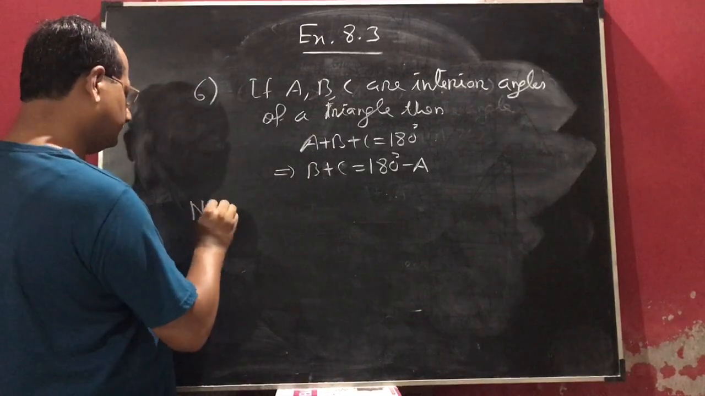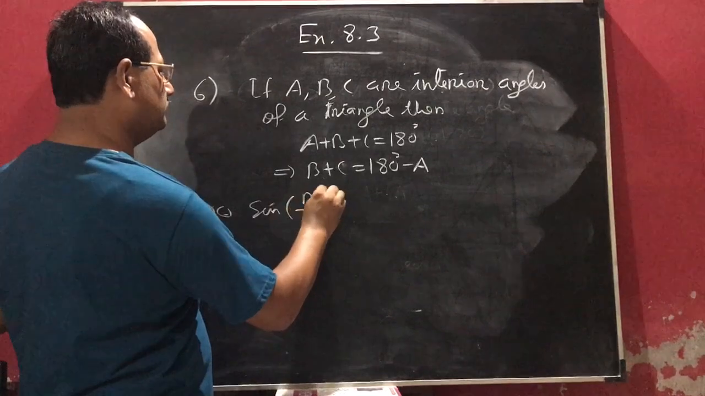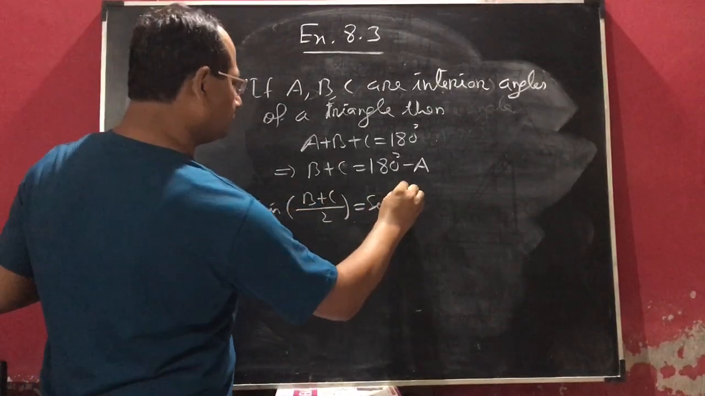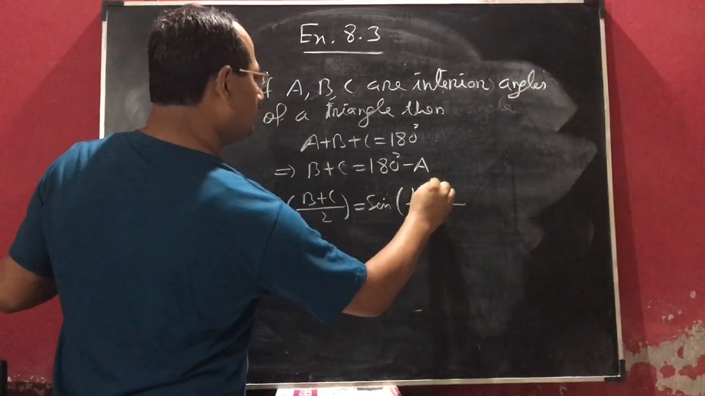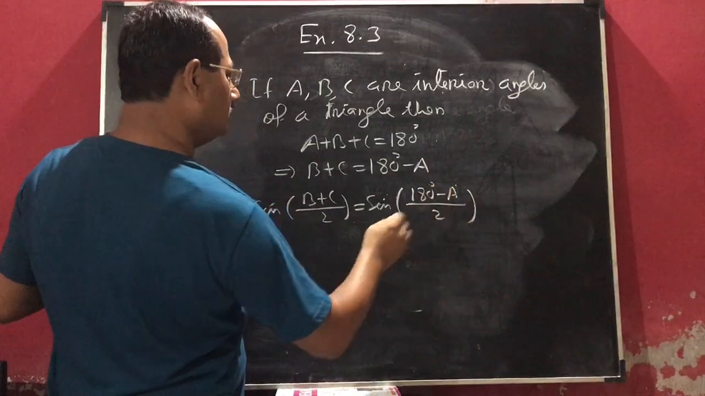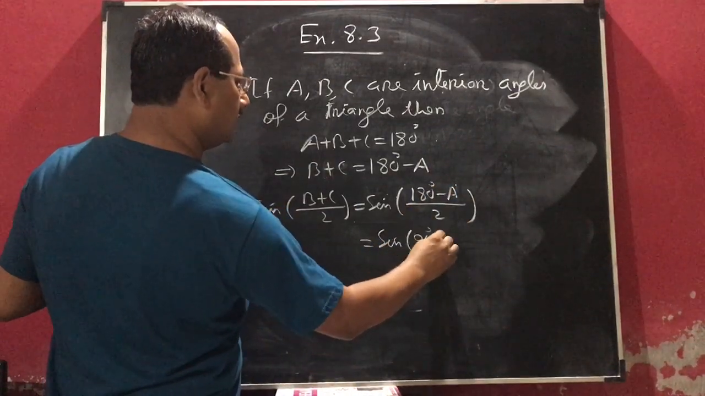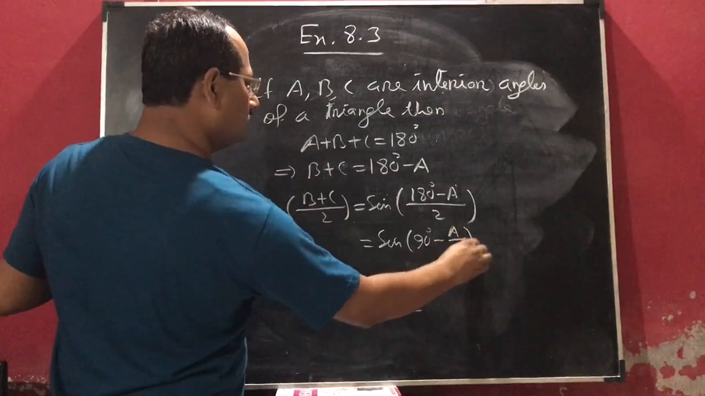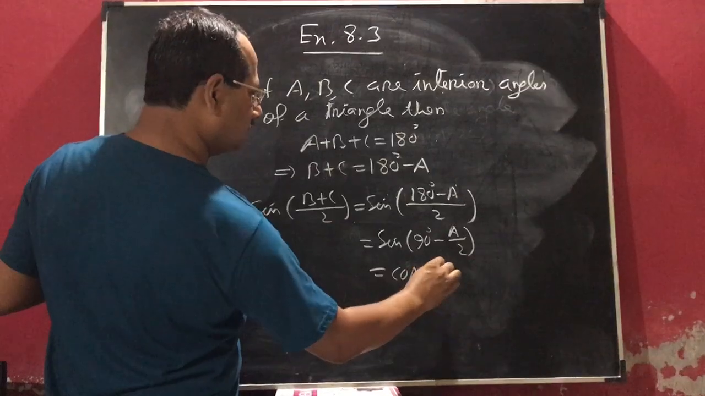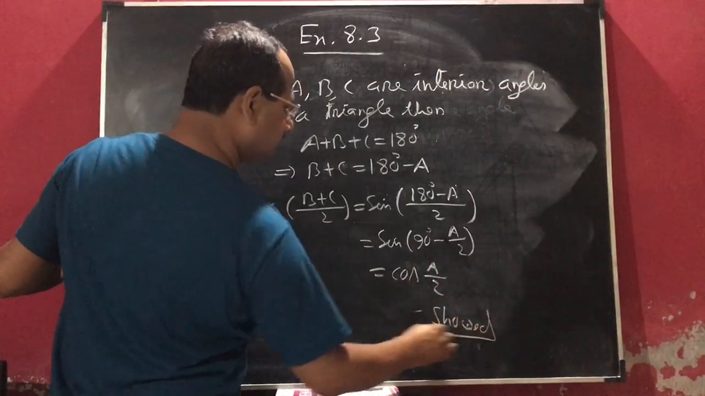Now sine of (B plus C) by 2, that is sine of (180 degree minus A) by 2, that is sine of (90 degree minus A by 2). So it is 90 degree minus theta, it is cos theta, cos A by 2.